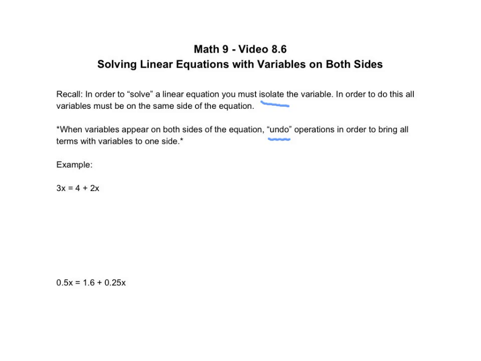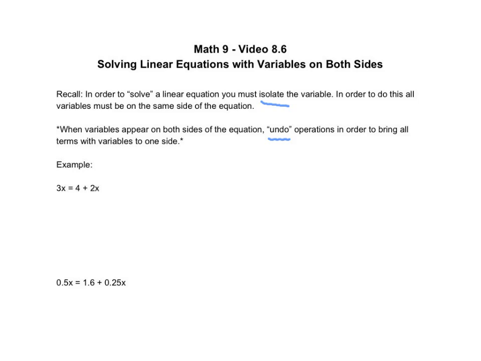I'm going to recognize that I think it's going to be easier to move the 2x over to the 3x side. Now we can't just move it over and add it there, we need to undo it. So on the right side right now we have 4 plus 2x. Well, I want to get rid of that 2x over there on the right side and move it over to the other side. So in order to get rid of it on the right side, I'm going to need to undo the operation by subtracting, right?